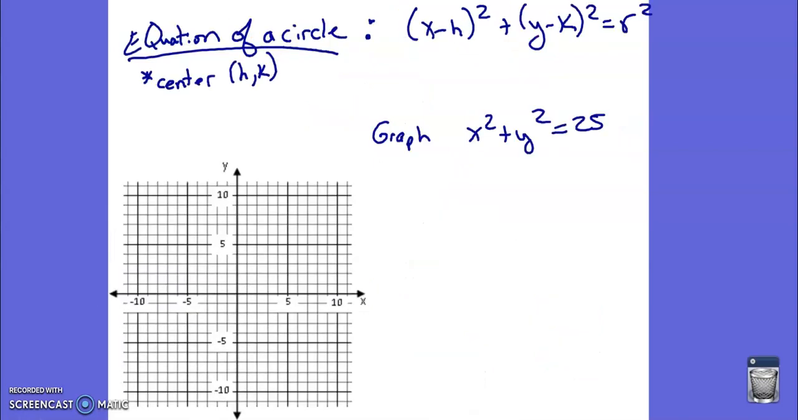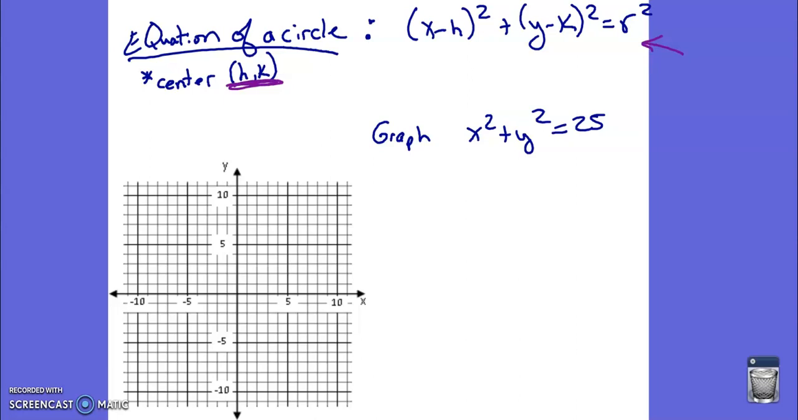All right, so let's start talking about the equation of a circle. This you should remember, this is the equation of a circle, and the center of the circle is (h, k). And so, (x minus h) squared plus (y minus k) squared equals radius squared.